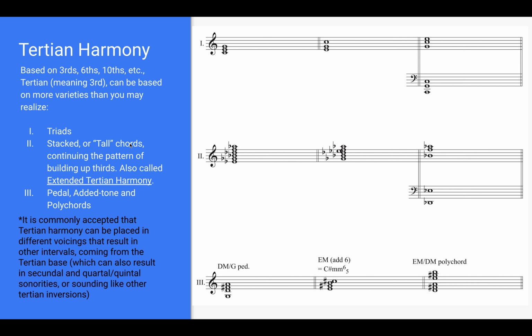We could have stacked or tall chords, continuing the pattern of building thirds, which is also called extended tertian harmony. So, for example, we can build up to the 13th there. So, root, third, fifth, seventh, ninth, 11th. Oh, that's the 11th there. And, of course, we could also go all the way up to the 13th, right? And you could have some other inversions of that, etc.